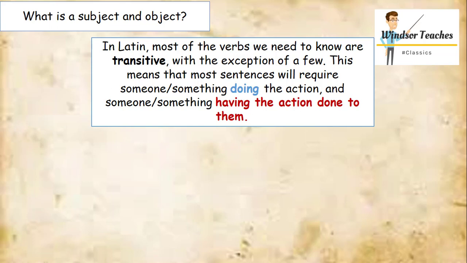In Latin, most of the verbs we need to know are transitive, with the exception of a few. This means that most sentences will require someone or something doing the action and someone or something having the action done to them. So transitive verbs require a subject, someone doing the action, and someone having the action done to them. For more information on the transitive and intransitive, please check out my subjects and objects singular video.